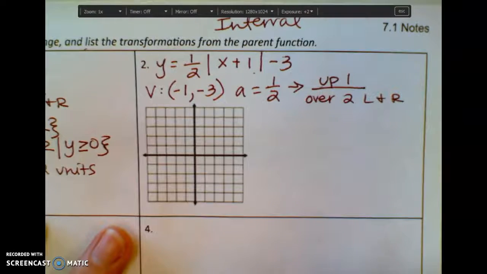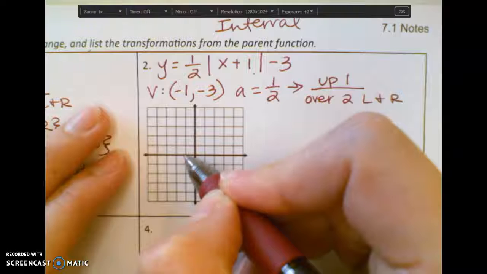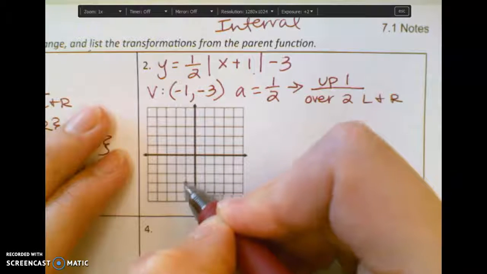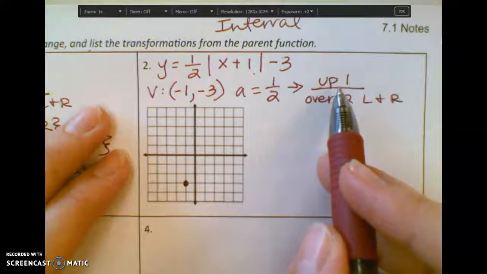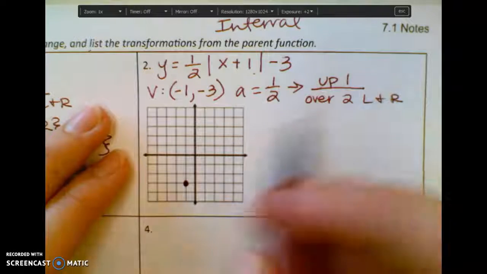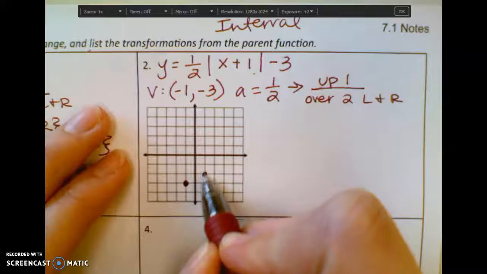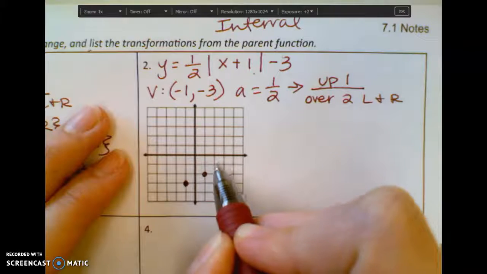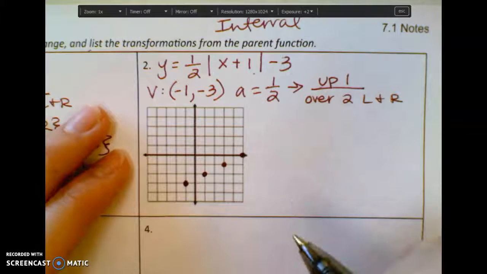So now let's go ahead and graph it. We're just going to put our vertex on our graph. So we go to -1, -3. And our a value, which is kind of like our slope, tells us to go up 1 and over 2, right and left. So I'm going to start right. I go up 1 and over 2 to the right. Up 1 and over 2. Up 1, over 2.